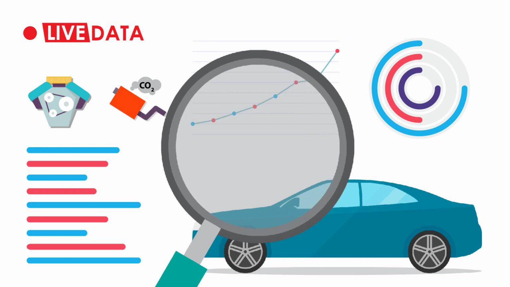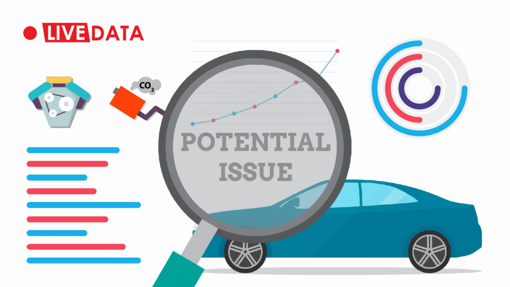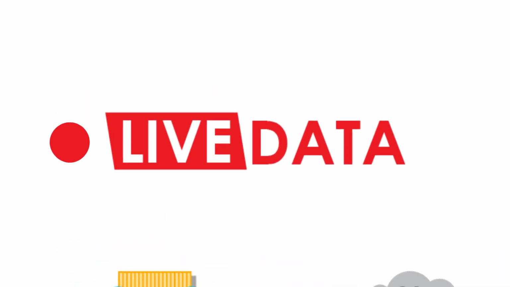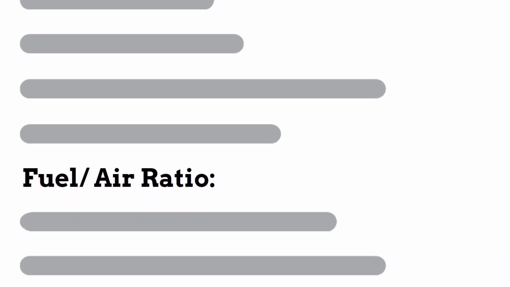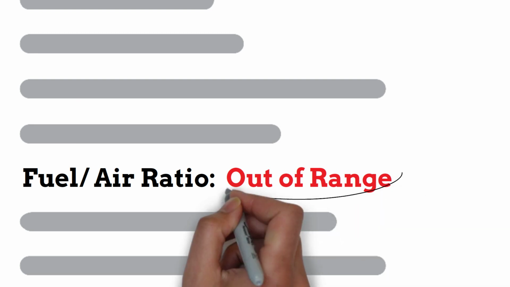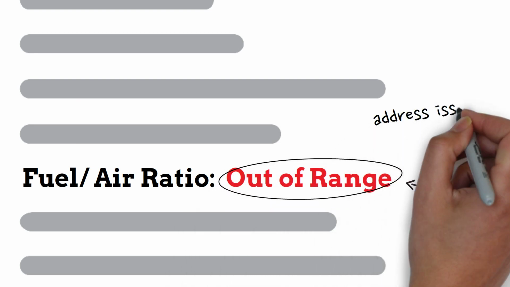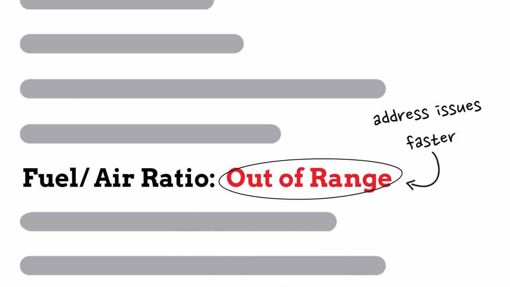Analyzing live data helps us identify potential issues when a vehicle isn't operating properly. For instance, if your car is using too much gas, you can check the live data to see if there's a problem with how the car is mixing air and fuel. Is the value outside the normal range? This ability can help you address issues faster and more accurately.